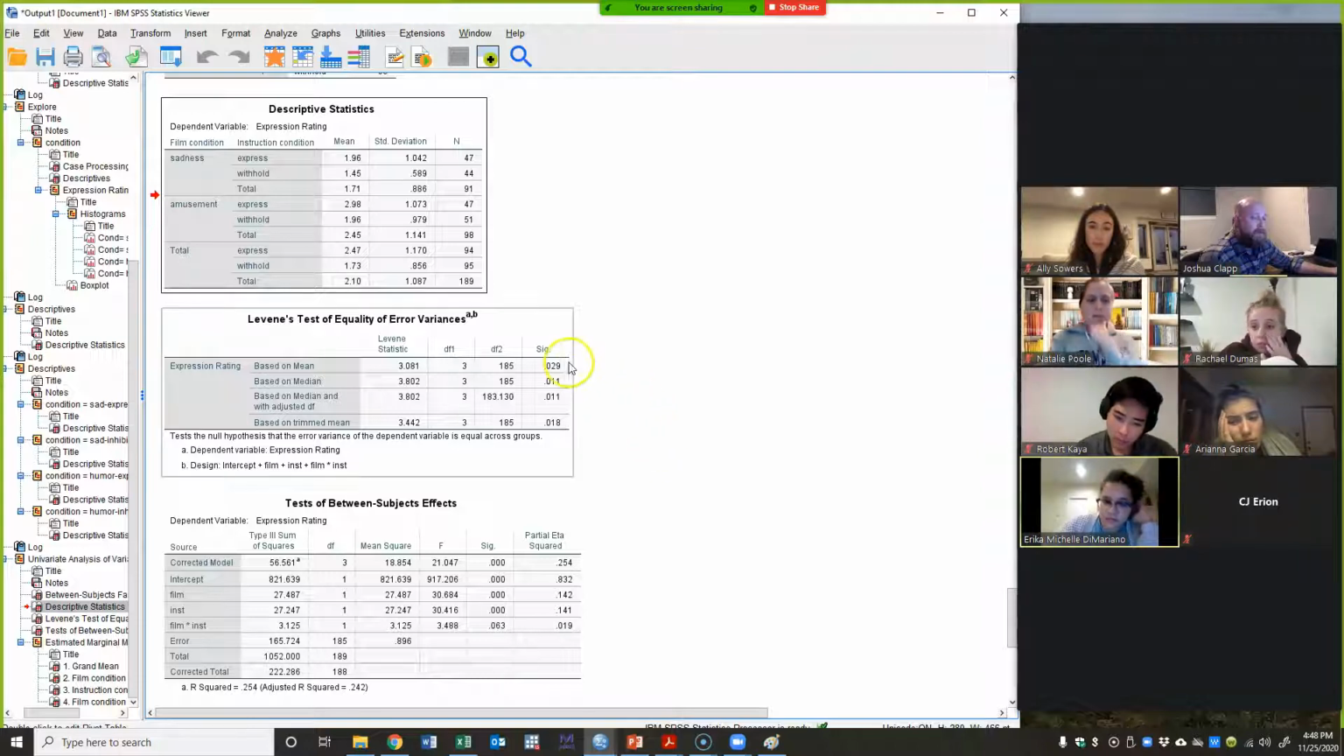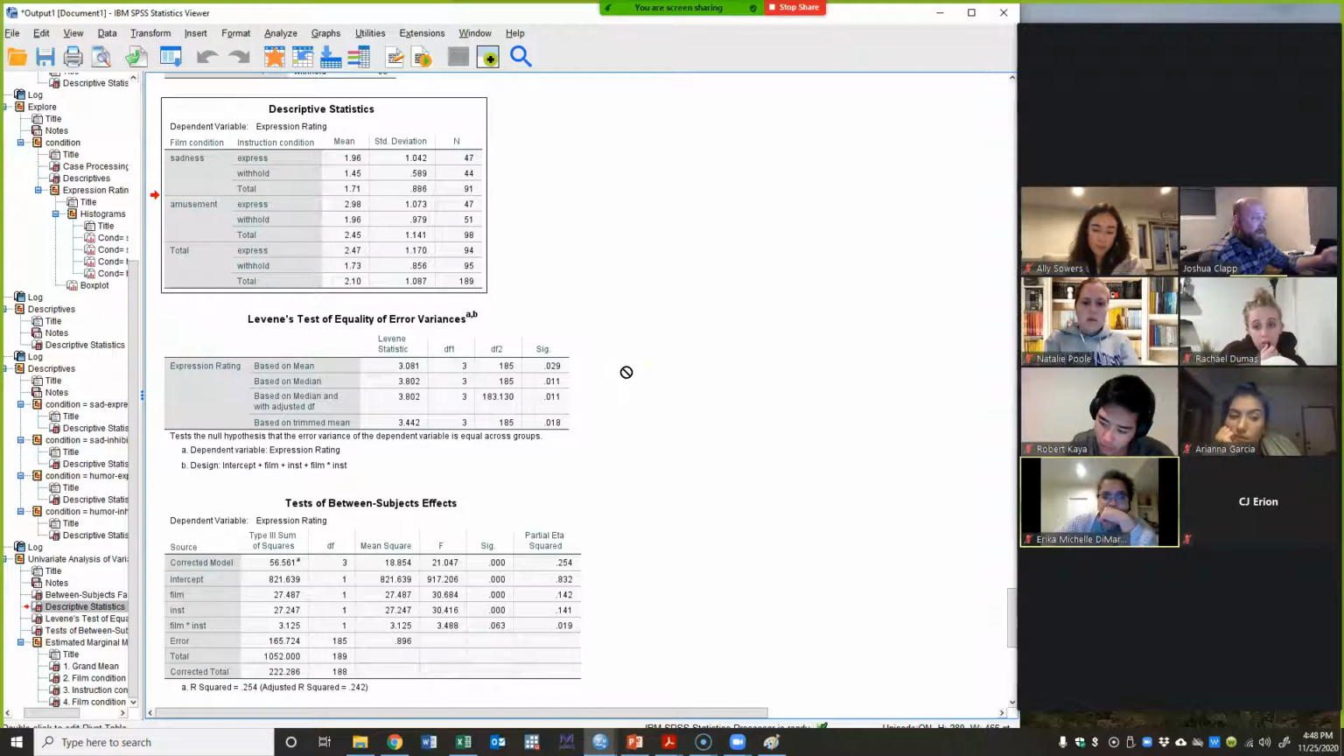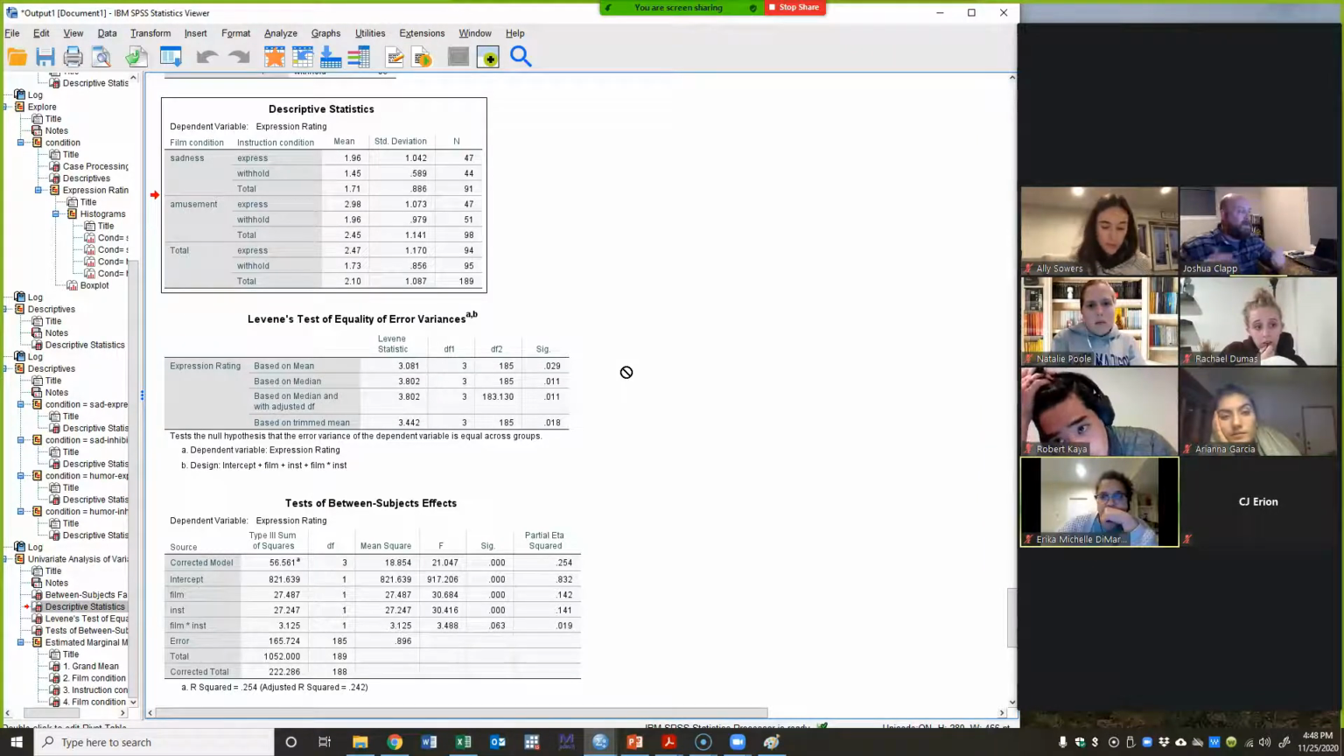Yeah, right? And again, we've got a low p-value, which is saying that based on the data we have available, it looks like it's possible that the variance in global expression ratings maybe isn't exactly the same across the hypothetical populations of individuals watching sad films allowed to express, sad instructed to inhibit, amusing allowed to express, amusing instructed to inhibit. Again, this isn't a shock. We kind of saw that. Remember when we looked at those box plots, they were kind of all over.